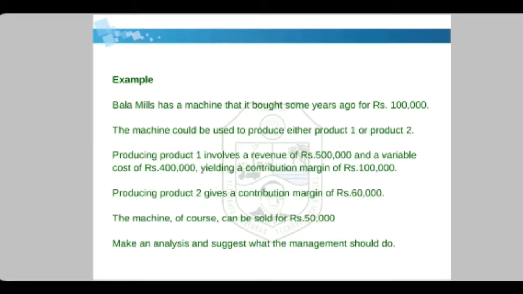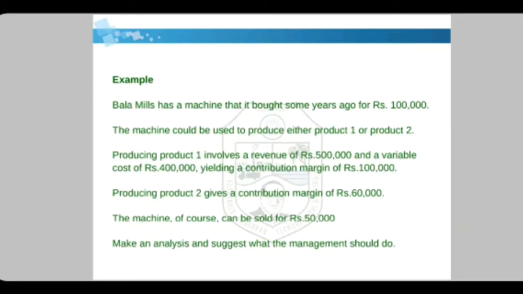Bala Mills has a machine that it bought some years ago for rupees 1 lakh. The machine can be used to produce either product 1 or product 2. Producing product 1 involves revenue of rupees 5 lakh and a variable cost of rupees 4 lakh, yielding a contribution margin of rupees 1 lakh. Producing product 2 gives a contribution margin of rupees 60,000, and the machine of course can be sold for rupees 50,000. Make an analysis and suggest what the management should do.